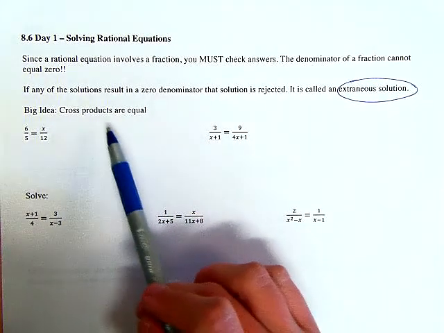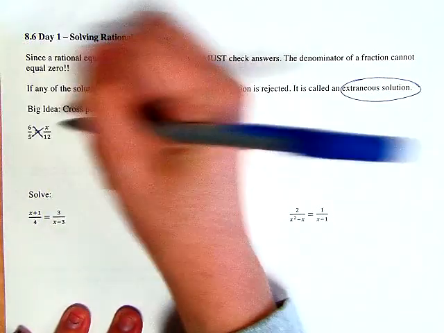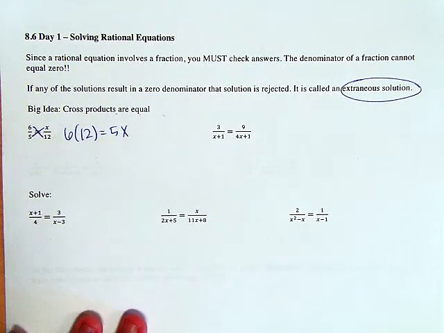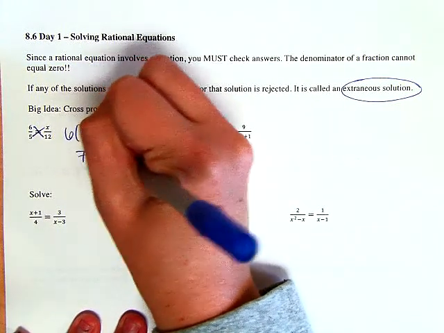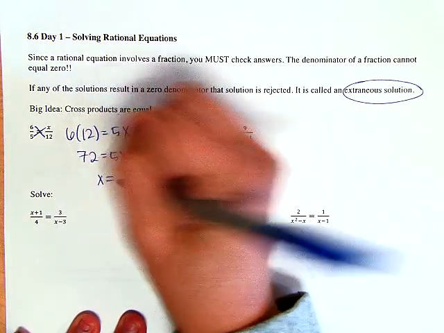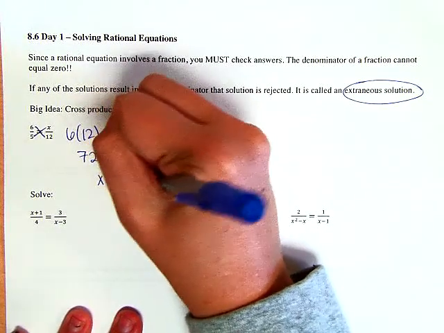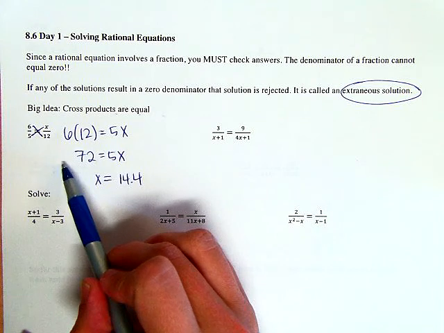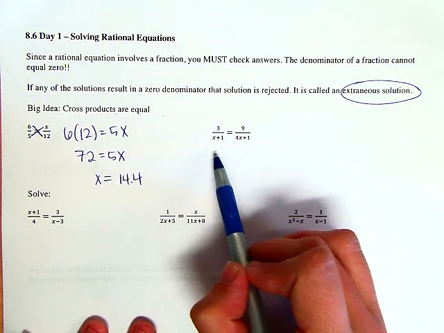So the big idea here is cross products are equal. Basically you're going to cross multiply these things. 6 times 12 equals 5 times x. I know 6 times 12 is 72, equals 5x, and divide by 5. And I get x equals 14.4. So that's probably something you've done since like 7th or 8th grade, cross multiplying. Let's take it up a notch.